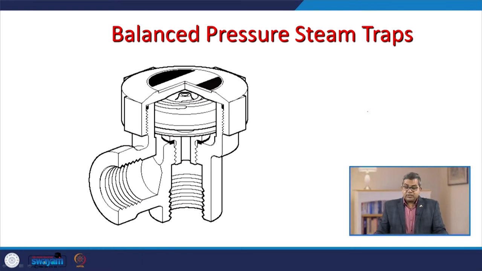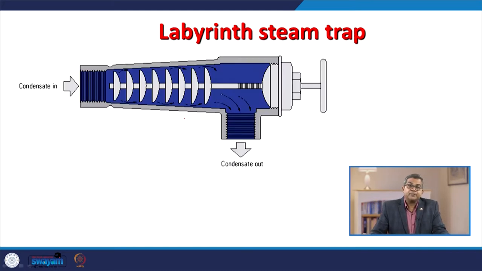This is the balanced pressure steam trap. Here there are some weighted discs, and if there is a change in density, it may open or it may close just to facilitate the passage of condensate.